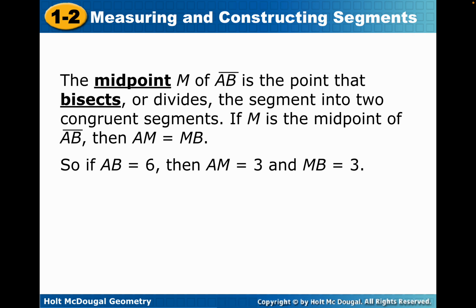For the midpoint, this says the midpoint M of AB is the point that bisects or divides the segment into two congruent segments. So if M is the midpoint of AB, then AM equals MB, okay? So if AB equals 6, then AM equals 3, and MB equals 3. As you're finishing writing this down, the biggest thing to know is that midpoint is the middle. Think of mid, it's going to be right in the middle of the whole segment. So again, midpoint is the middle. And we're going to be able to solve it with coordinates in a moment.